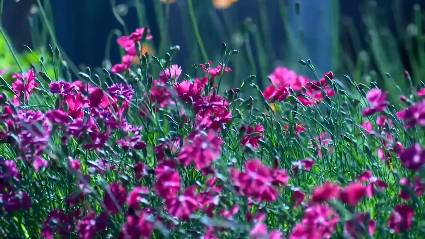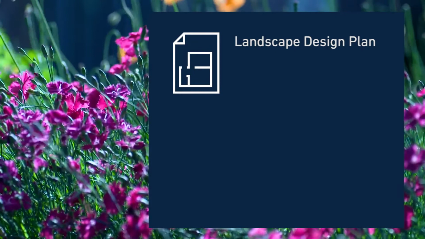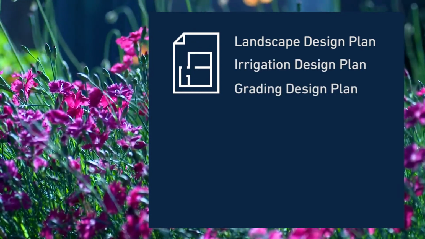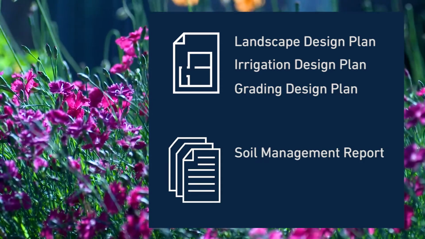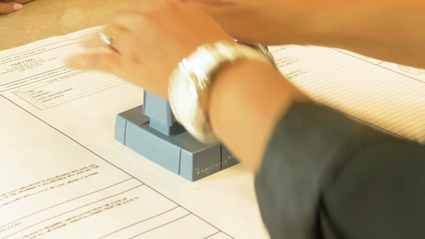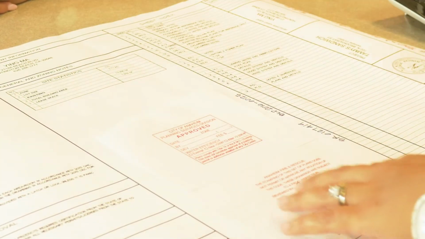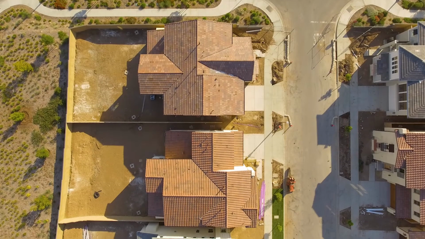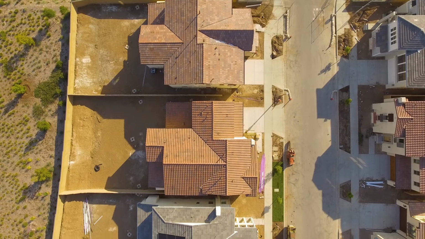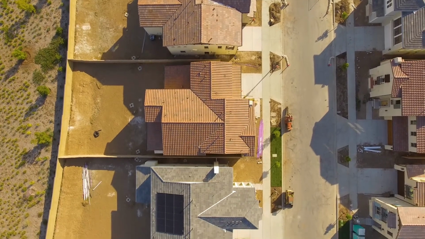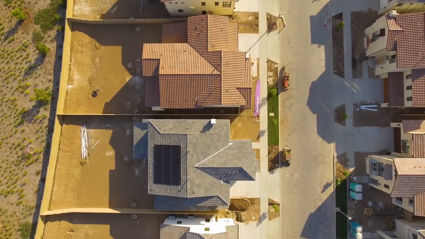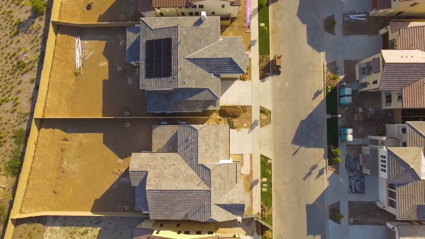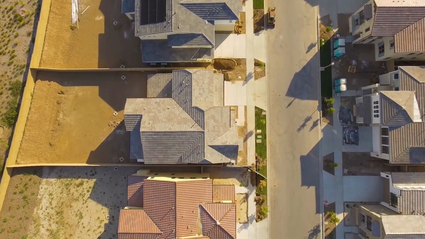Depending on the project, required plans may include a landscape design plan, irrigation design plan, grading design plan, and soil management report. Once the landscape documentation package has been reviewed and approved, the permit is eligible to be issued. After the permit is obtained, you can begin construction. As the construction and landscaping progresses, the contractors will install the irrigation and landscaping per plan and schedule required inspections.